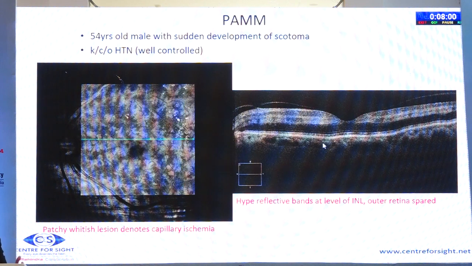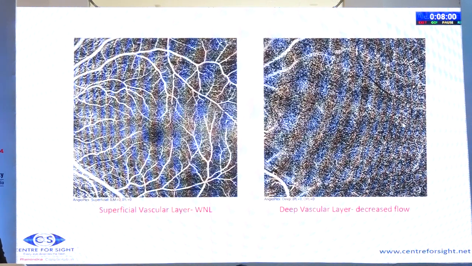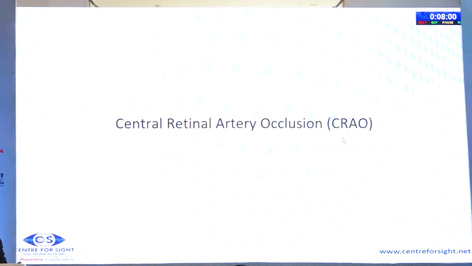And what we saw on SD-OCT was these hyperreflective bands. This is a normal retina, and these are the hyperreflective bands present in the inner nuclear layer. So this confirmed our diagnosis of PAM. And again, what only OCT angio does is show the deep layer. You see the superficial layer is near about normal, but what you saw on the deeper layers was the ischemic deeper layer, which is again confirmatory of PAM.